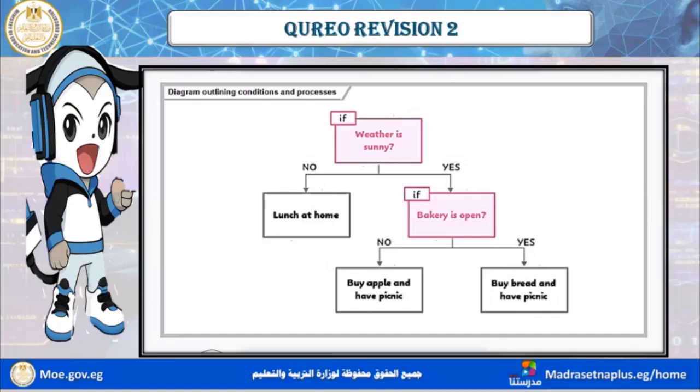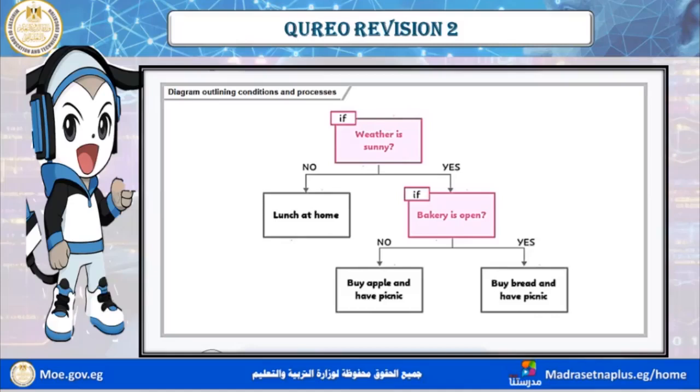So if we have a nested if here, we will ask for the first condition: the weather is sunny. If yes, I will ask whether the bakery is open. If yes, buy bread and have a picnic. But if the weather is sunny but the bakery is not open, we can buy apples and have a picnic too. If the weather is not sunny, we will have lunch at home.